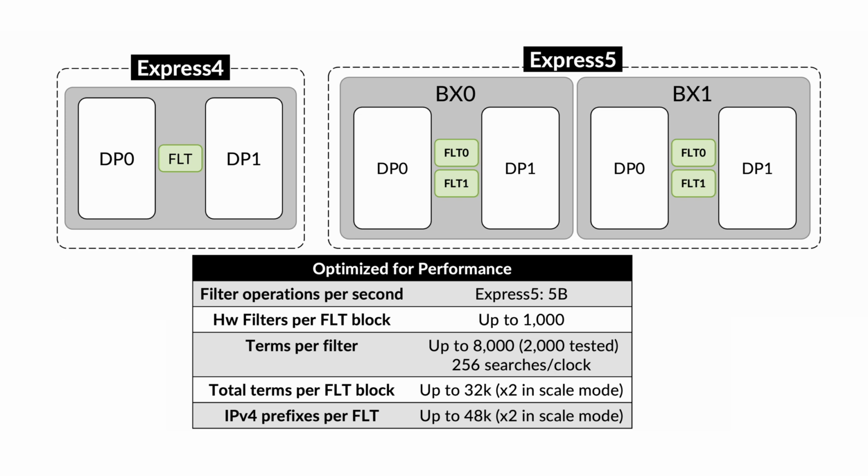We now have one dedicated FLT block per data path with the latest generation of Express, the 5th generation. What is important to note is that on Express, the FLT block is highly optimized for performance. We support up to 5 billion filter operations per second in the latest generation, and at the same time, it can also process up to 256 filter terms in parallel.